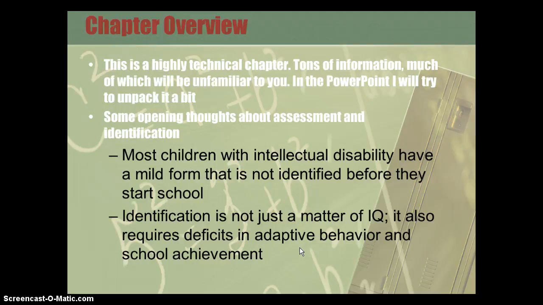Most children with intellectual disabilities have a mild form that's not identified before they begin school. Identification is not just IQ, it also requires deficits in adaptive behavior and school achievement.